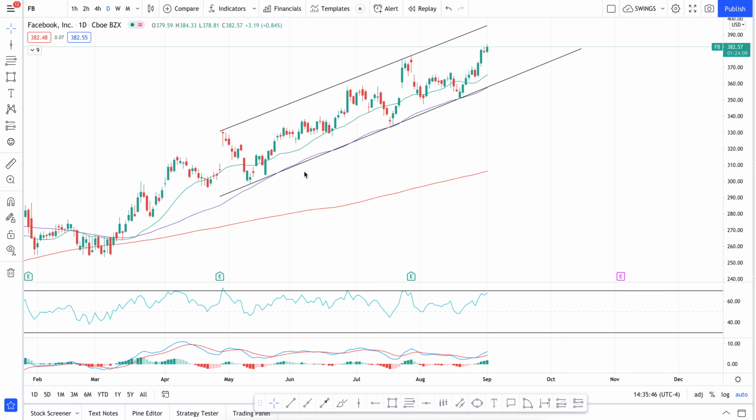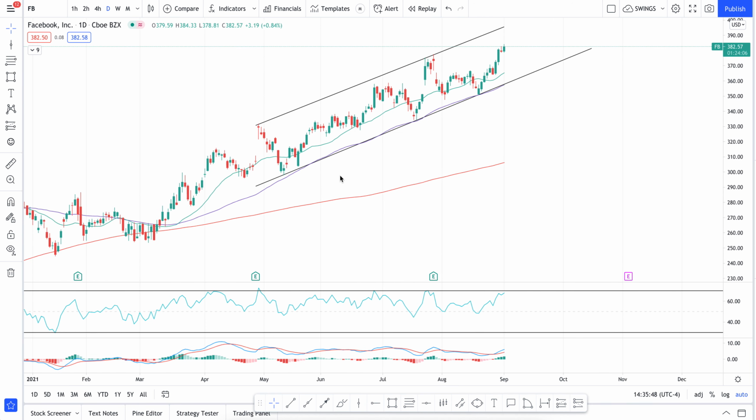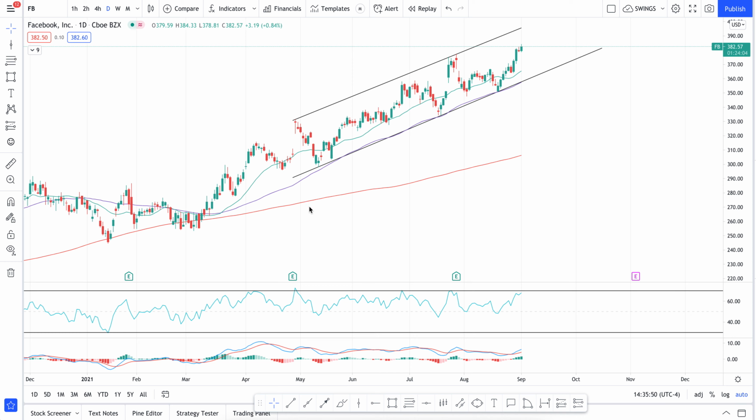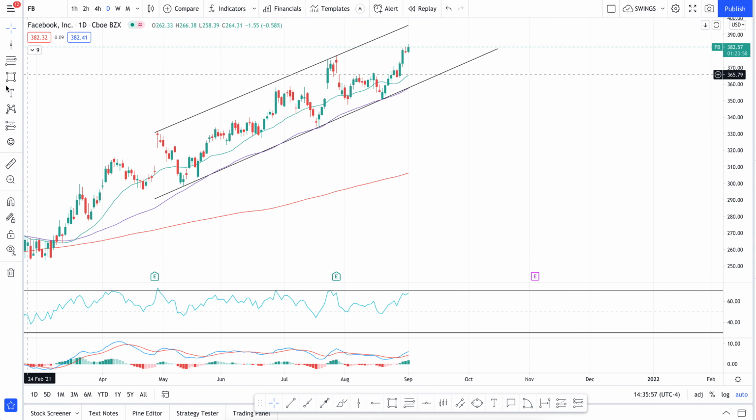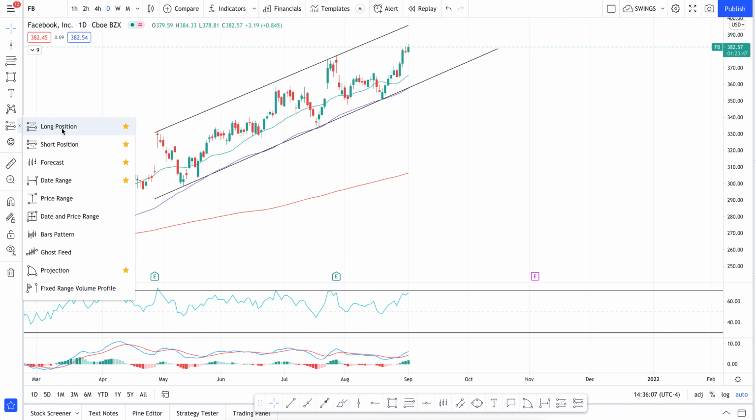Alright guys, so this is a brief tutorial on how to measure your risk to reward using the position tool on TradingView. For those of y'all who understand TradingView and the tools, you can go to the left side here and you'll see the tools, right? So 1, 2, 3, 4, 5, 6, 7 slots down. You hit the arrow and you'll see a long position and short position.